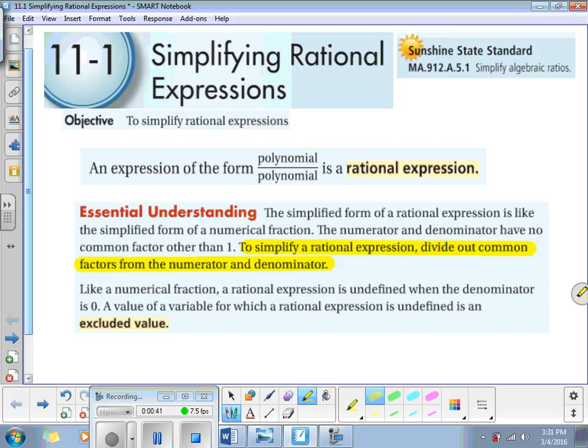Because the rational expression is a fraction, there are times when we have excluded values. What value cannot be in the denominator of a fraction? 0 cannot be in the denominator of a fraction. So when we are simplifying rational expressions, we have to take that fact into consideration. We cannot have 0 as the denominator.